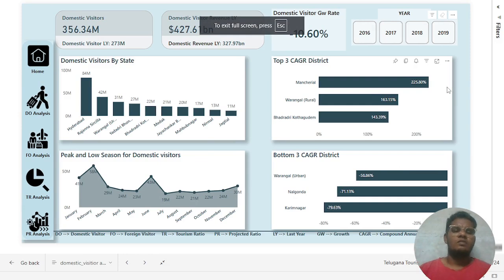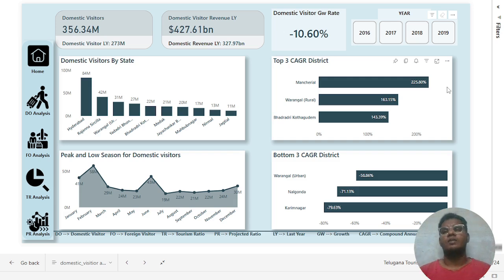Okay, now we are in the domestic visitor analysis dashboard, and in this particular dashboard, we are going to discuss the domestic visitors, how many domestic visitors are attracted by the state. Domestic is nothing but the people who belong to India. Okay, and the people who belong to outside of the country are considered as foreign visitors. That's how we categorize domestic visitors and foreign visitors. And then we're going to discuss the peak and low season for the domestic visitors, and then the top three CAGR, which is nothing but the compound annual growth rate, as well as the bottom three. It's the opposite of the top three, which means the compound annual growth rate is very low for those cities.